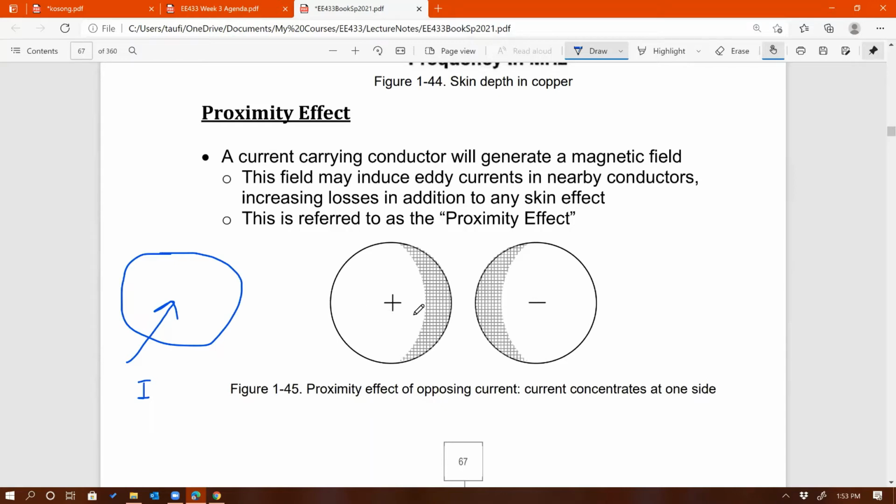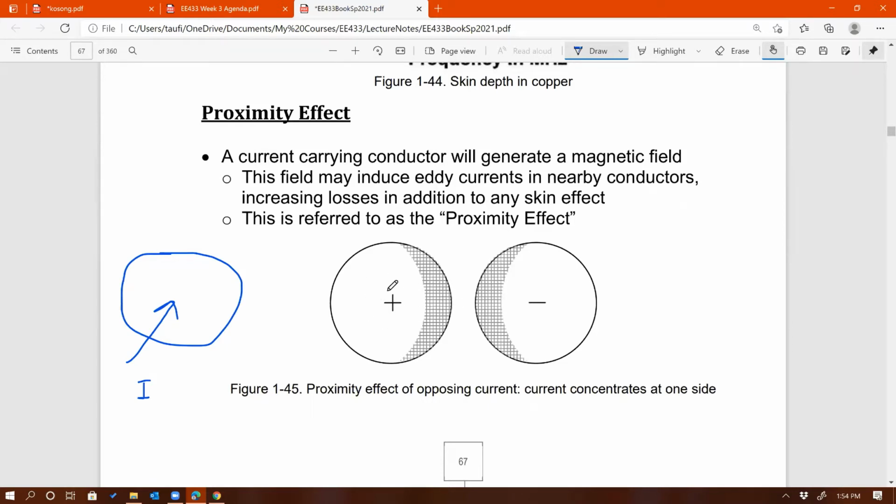Eddy current that is due to the magnetic flux around the wire. But proximity effect is not really due to a conductor's own current, but rather is due to current from the neighboring wire. So, for example, if I have two conductors right here, each wire will have skin effect. Each wire will definitely have skin depth. But again, skin effect is due to its own current.